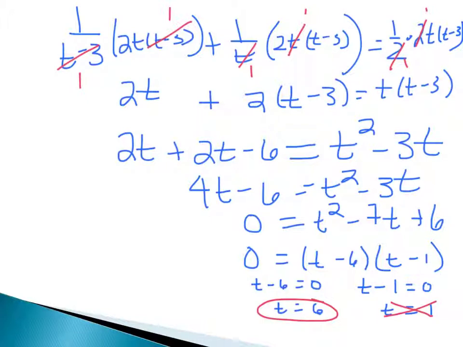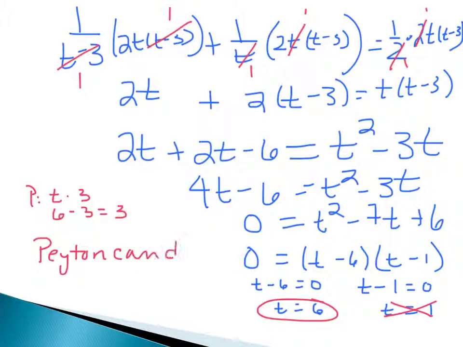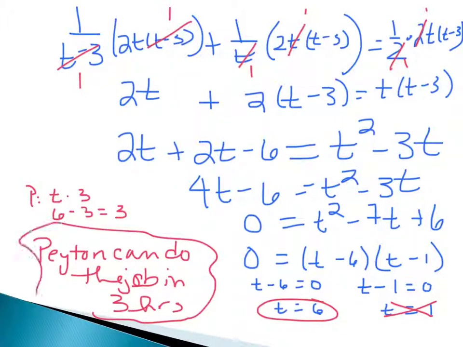And remember, Peyton can do it in t minus 3, 6 minus 3, which is 3 hours. So Peyton can do the job, which is cleaning the house, in 3 hours. Now please remember, this one was a little different because our answer wasn't 6, so it wasn't that Peyton can do it in 6 hours. It was t minus 3, so always remember to go back and look at the original problem.